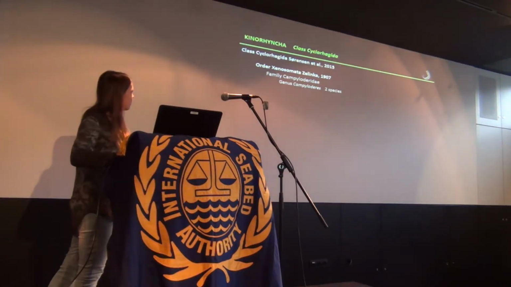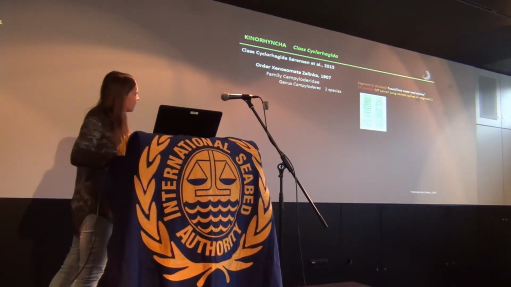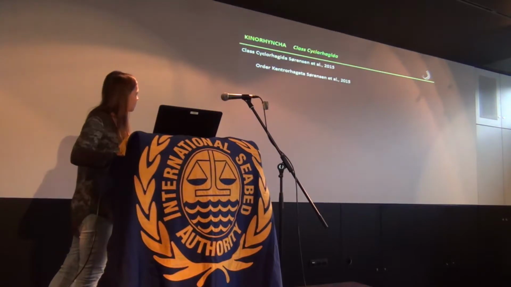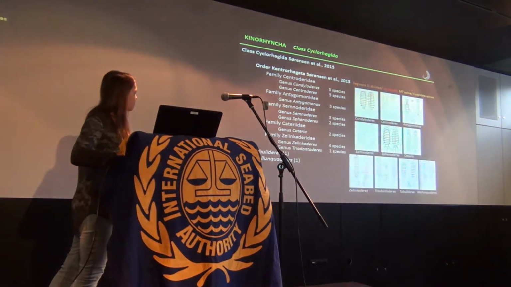So this is the order Xenosomata, with 1 family and 1 genus with the diagnostic characters, and this is a drawing of one of these 2 species. And Kentrorhagata, as we previously said, with 5 families.